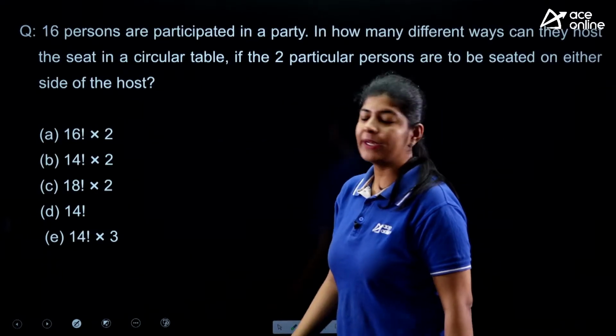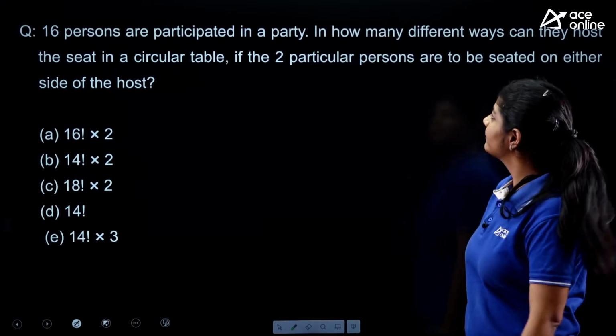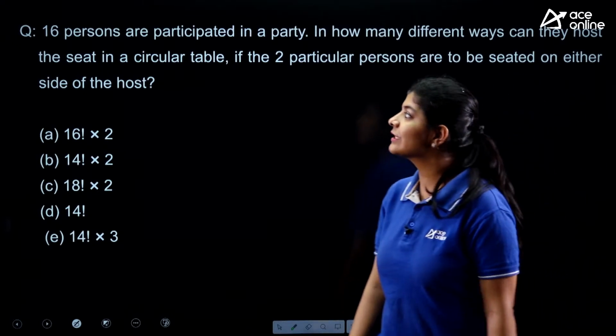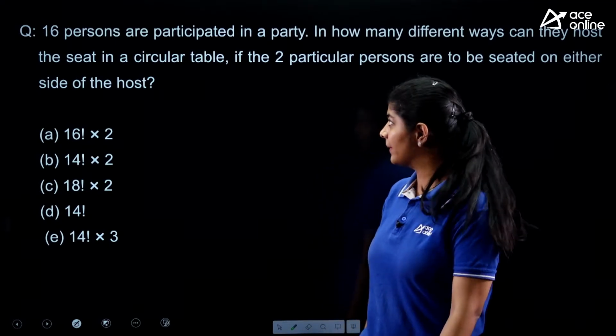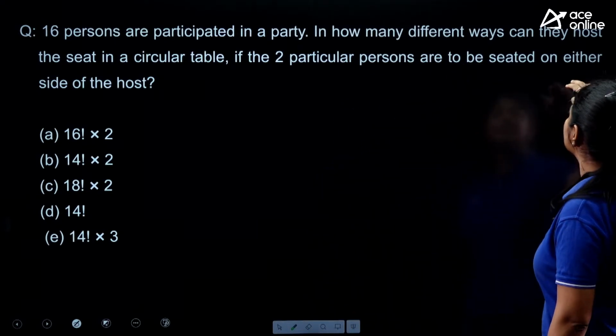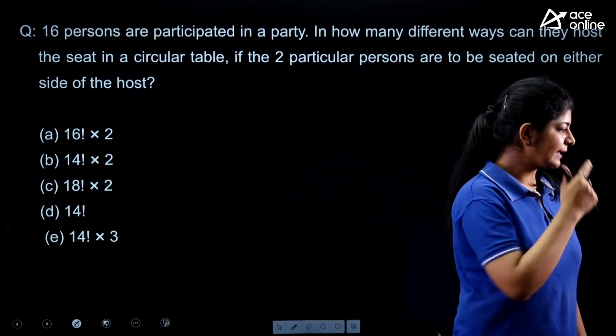Okay, the next one: 16 persons participated in a party. In how many different ways can they be seated at a circular table if two particular persons are to be seated on either side of the host? So what is the correct answer of this one?